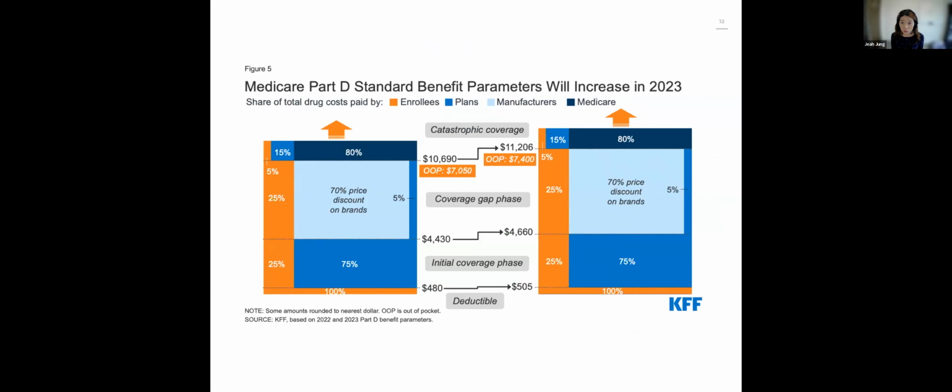But then why do we try to distinguish this benefit phase? Because who pays the rest differs, right? The deductible is all on the patient, the beneficiary. Pre-ICL, during the initial coverage period, the patient pays 25% co-insurance. Now, the rest, the 75%, who pays? The Part D plan.